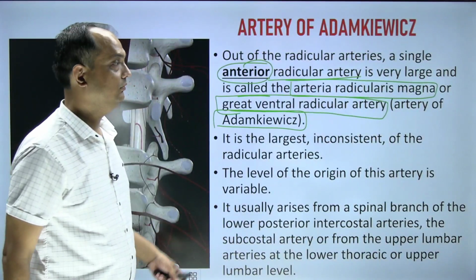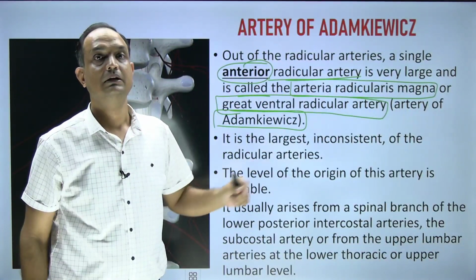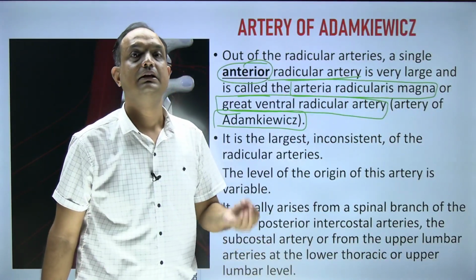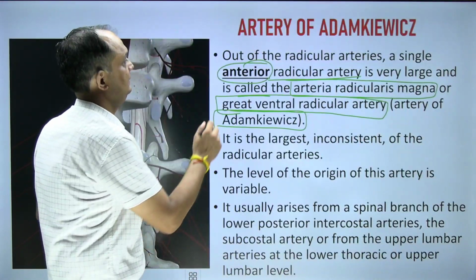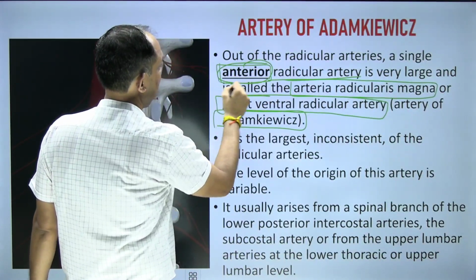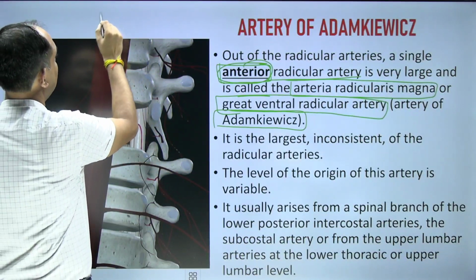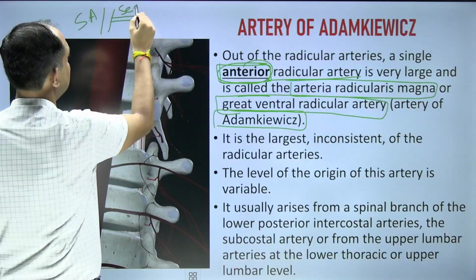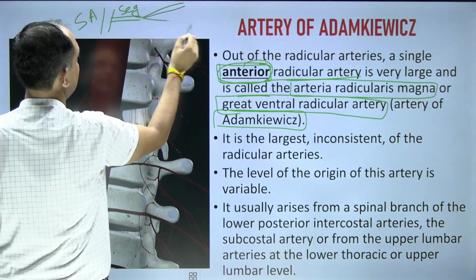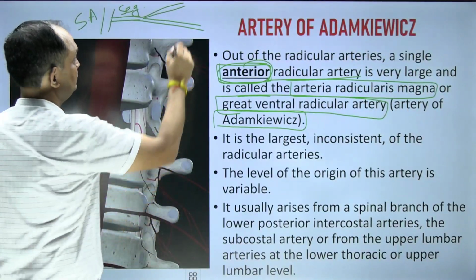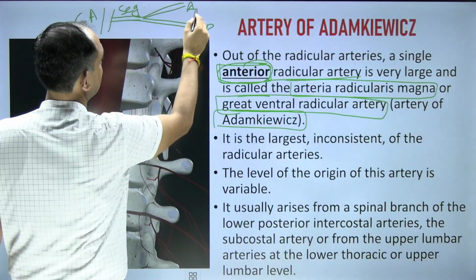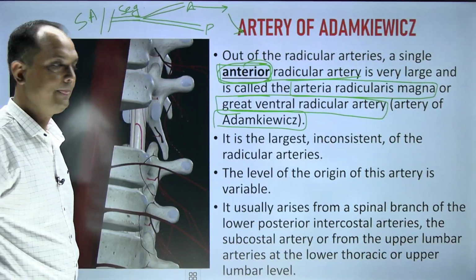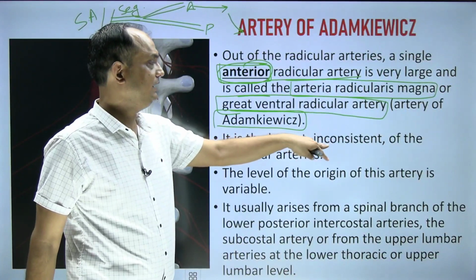Clear? Now you will have this question in the exam: arteria radicularis magna is a branch of what? Always understand that it is an anterior branch. I have told you that there is a spinal artery, which gives the segmental artery. This segmental artery divides into the anterior and posterior radicular arteries. So this is the anterior and this is the posterior radicular, and this anterior radicular is going to form this large artery. Clear? It is the largest, but inconsistent.